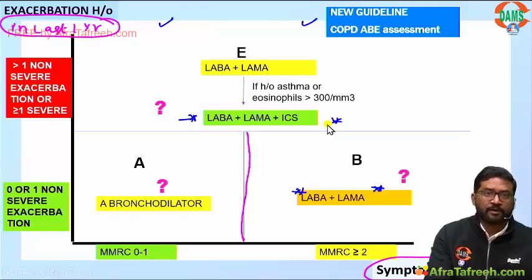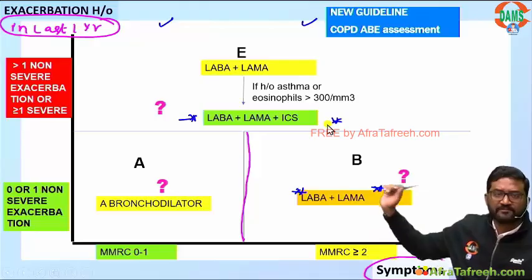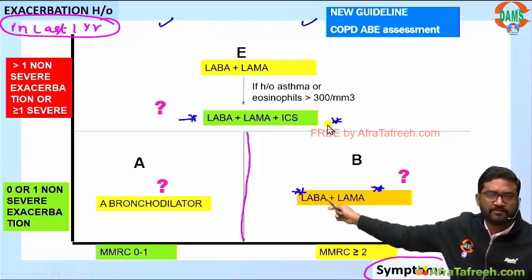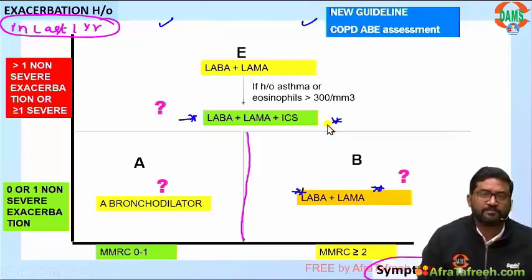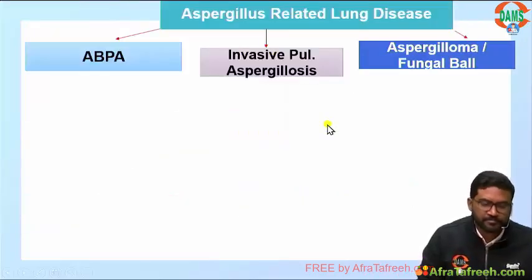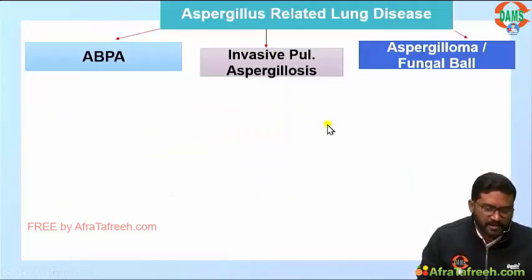See, GOLD grading is not for giving treatment. So it has been changed. For giving treatment, we only use this. GOLD grading is just for trial purposes, to know how the patient presented to you at the beginning, and after giving treatment, whether he has improved at least some. So more than 300 eosinophils you can take in COPD.